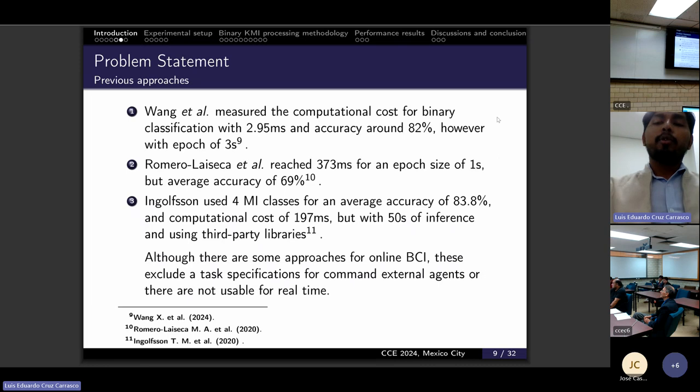Some previous approaches to achieve this goal have good accuracy in the results, but take a lot of time to process, or they use third-party libraries that don't ensure real-time results or visual feedback. So that's the gap, that's the point that we want to touch.